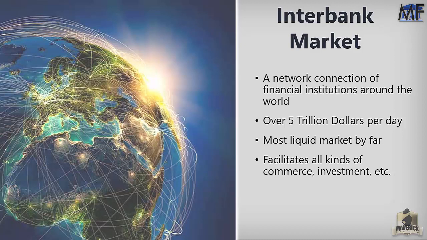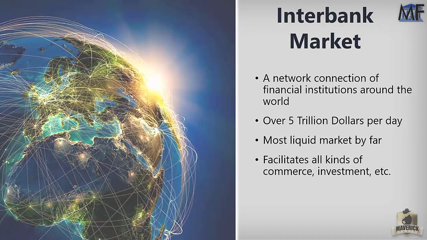So the interbank market is this network of financial institutions, mostly banks around the world. And they are constantly sending money back and forth and back and forth. It is the largest market in the world by far. Right now, there's over $5 trillion a day. When I started, it was over $3 trillion a day. Now it's over $5 trillion a day. This dwarfs all other marketplaces.